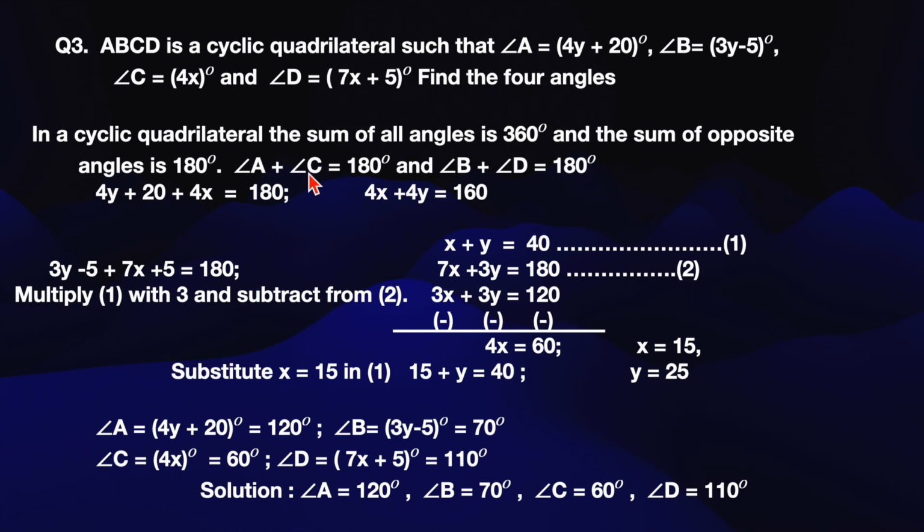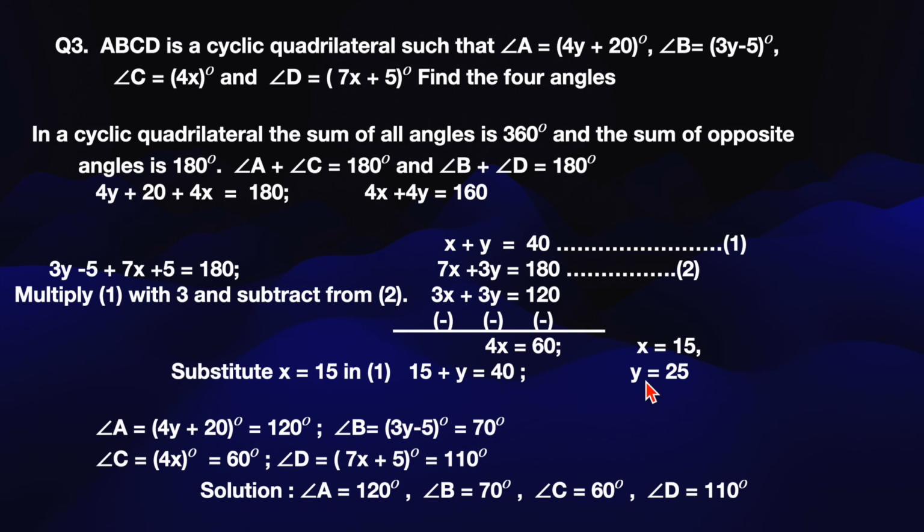So substitute A and C here. A is 4y plus 20, C is 4x. So add it, simplify, you get the first equation. Similarly, add B and D. This is D, this is B. Add it, simplify, you get 7x plus 3y is equal to 180. Now we are going to do elimination. So I am going to multiply this equation with 3. Here 3x plus 3y is equal to 120. Change the sign, add, I get 4x is equal to 60. Substitute and you get the value of y.